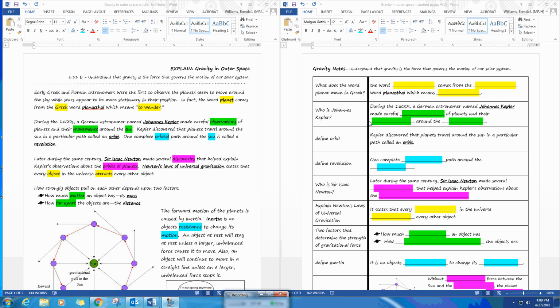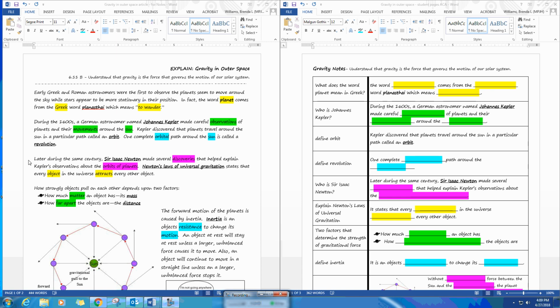Note on your note sheet over here, you need to put the green words in this box. And then this box is all filled out for you because that's a very important fact. So you're going to want to remember that an orbit is when a planet goes around the sun. And then I need you to put the blue words in this box. So go ahead and pause the recording again while you copy this information down.